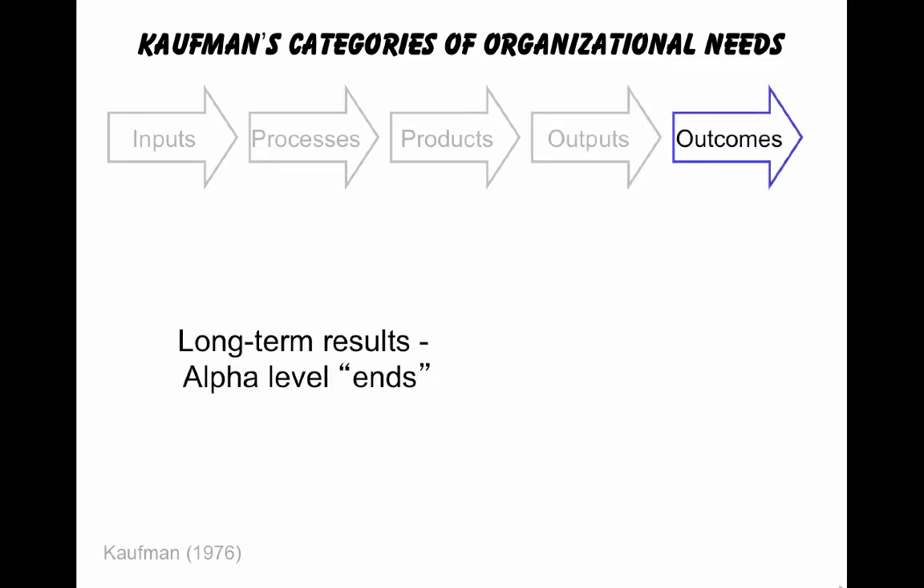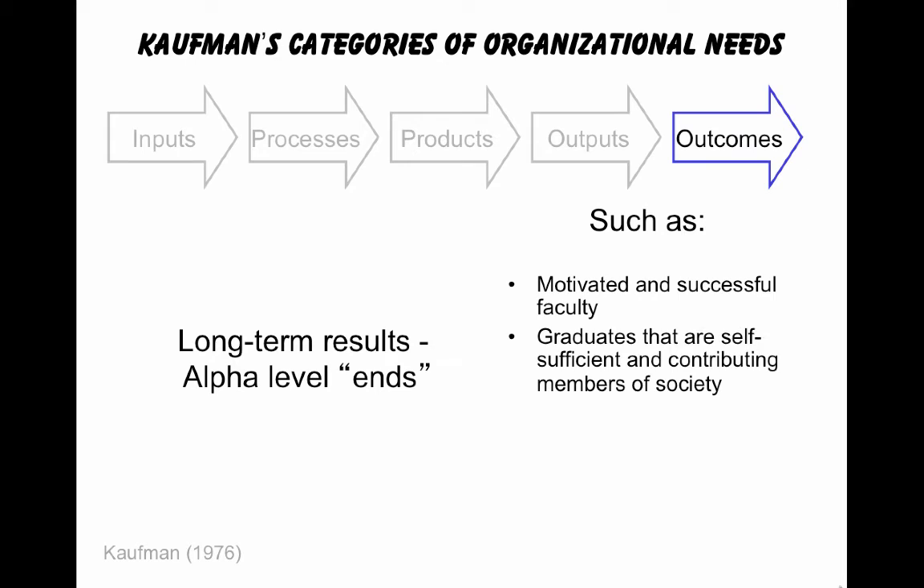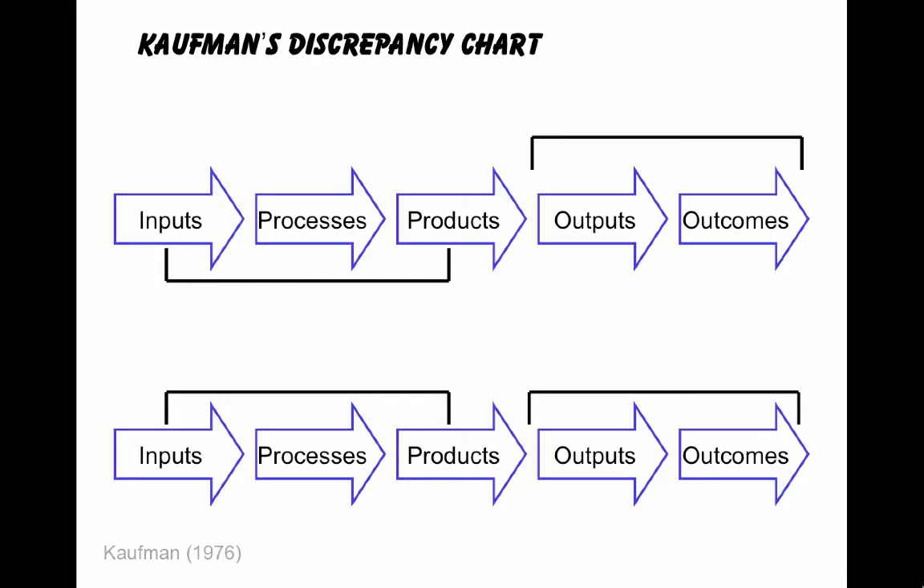Our long-term results are our alpha level ends, such as motivated and successful faculty and graduates that are self-sufficient and contributing members of society. One of the best tools for figuring out discrepancies is Kaufman's Discrepancy Chart.